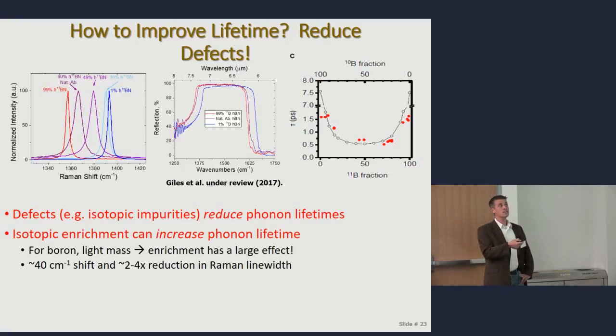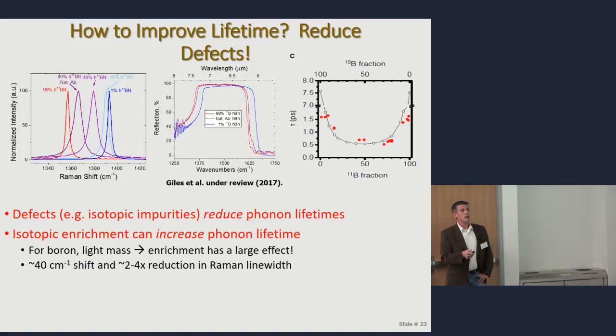And of course, you're drastically changing the mass. There's about a 10% change in mass going from boron-10 to boron-11. So you can also shift this Reststrahlen band around, right? Just think of harmonic oscillators. However, something comes up when I start looking at the actual measured lifetimes, right?